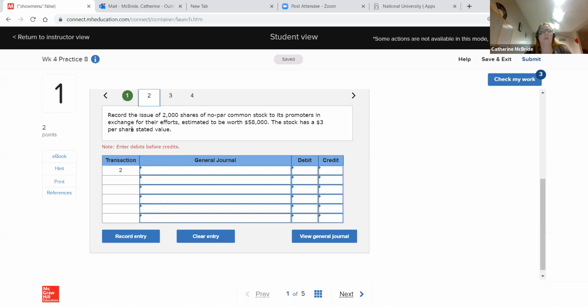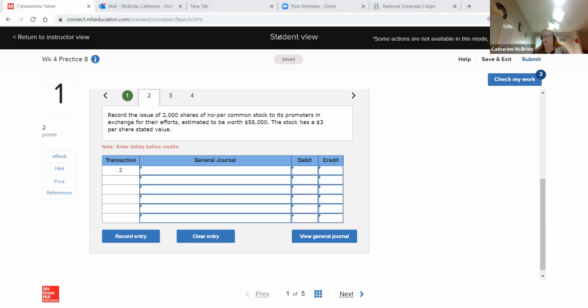Let's look at the second one. Now we're going to record the issue of 2,000 shares of no par common stock to its promoters in exchange for their efforts, estimated to be worth $58,000. The stock has a $3 per share stated value. Okay, there's a couple of interesting issues with this.